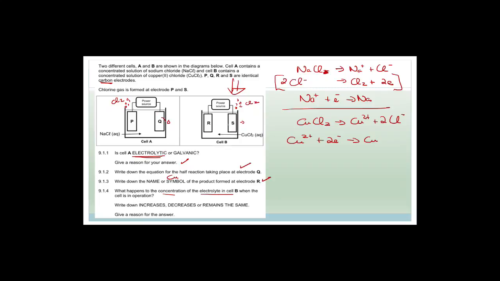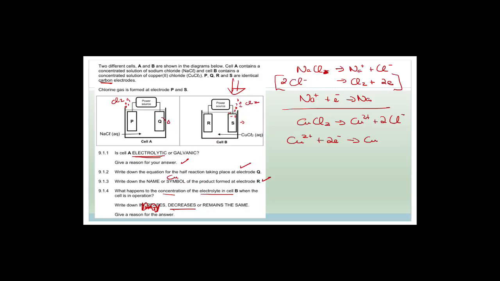Well, if you think about it, you've got copper chloride in solution. And as this power supply works and the electrolysis works, the copper 2 plus ions are going to form copper and the chloride ions are going to form chlorine gas and bubble off. So do you agree the concentration of the electrolyte in cell B is going to decrease?